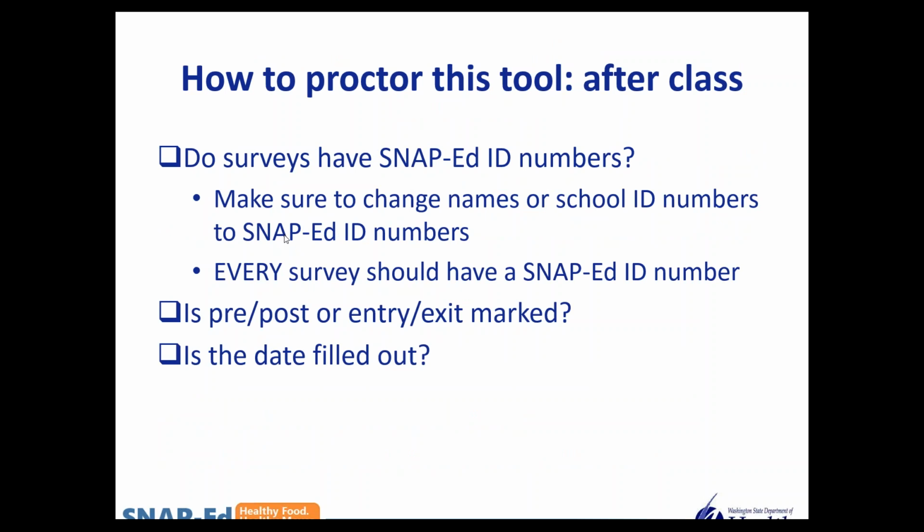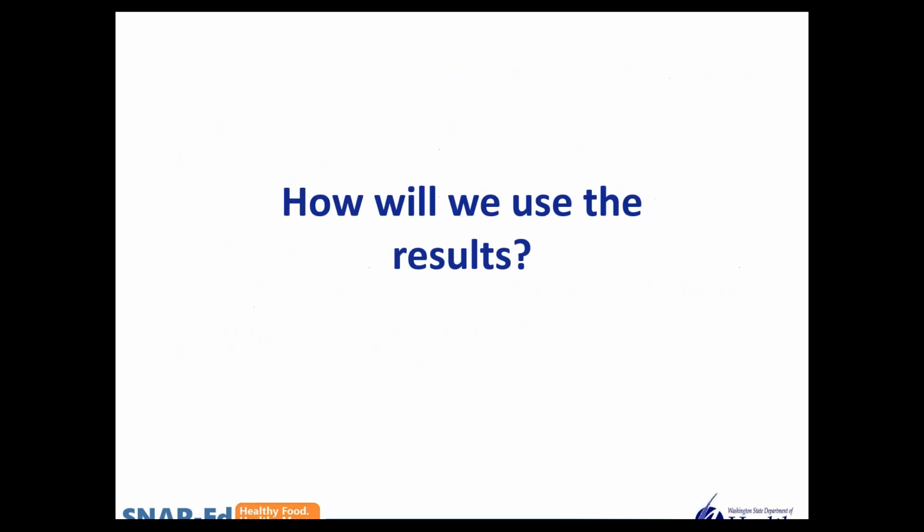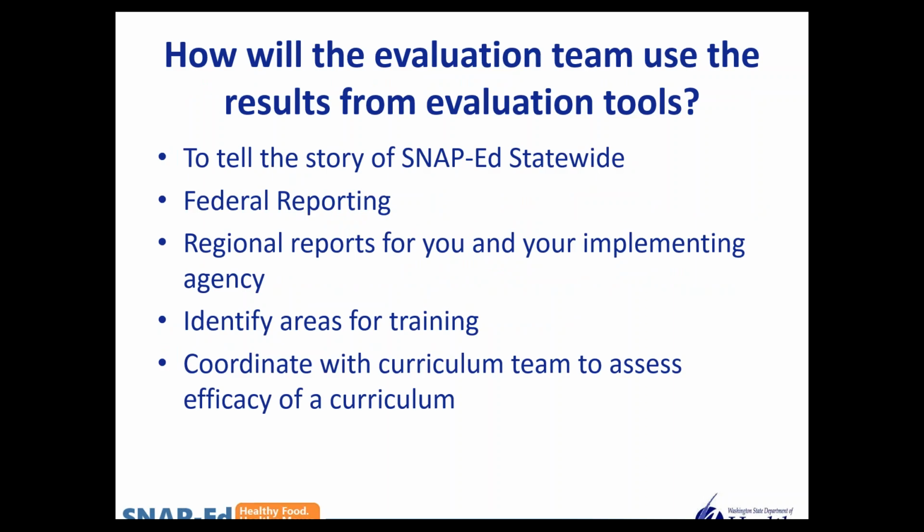So a little checklist for after class. Do the surveys have SNAP-Ed ID numbers? That's the ID numbers I talked about on the slide before. If they don't, make sure to change the names or school ID numbers to the SNAP-Ed ID number, and make sure to black out the name or ID number so we don't see them here. All of this rolls up into telling the story of SNAP-Ed in Washington State. We really want to see what we're doing and how great the work is, so we can showcase that.